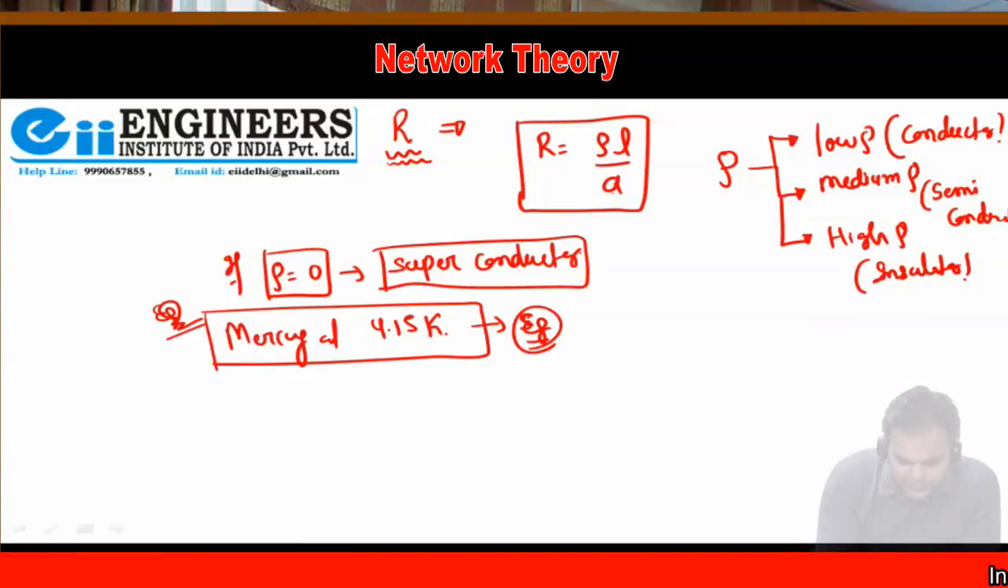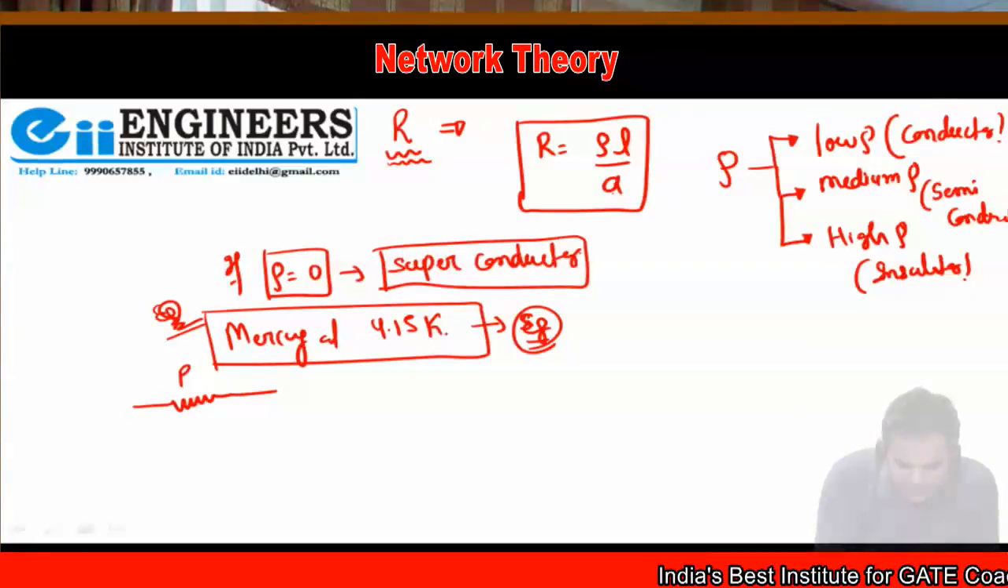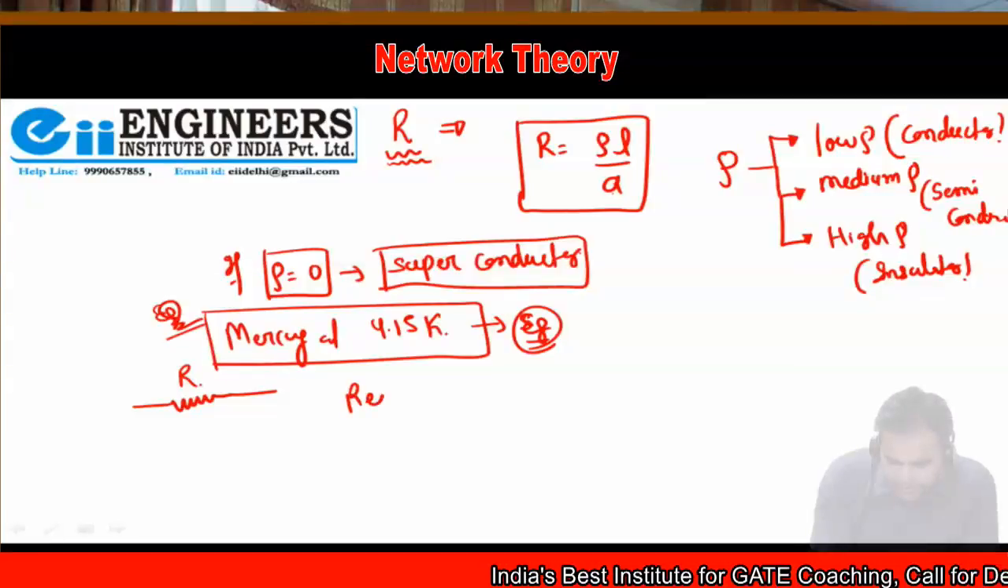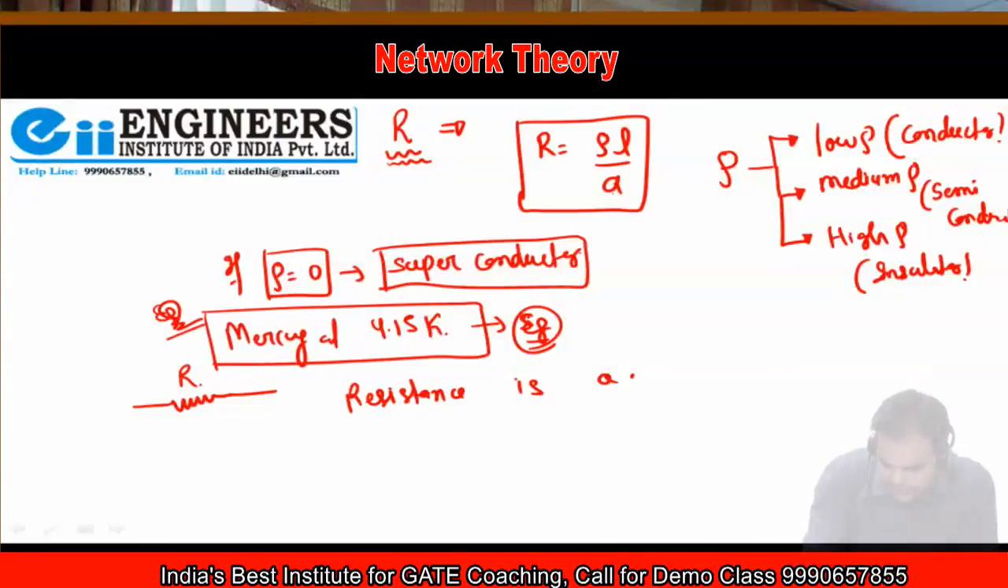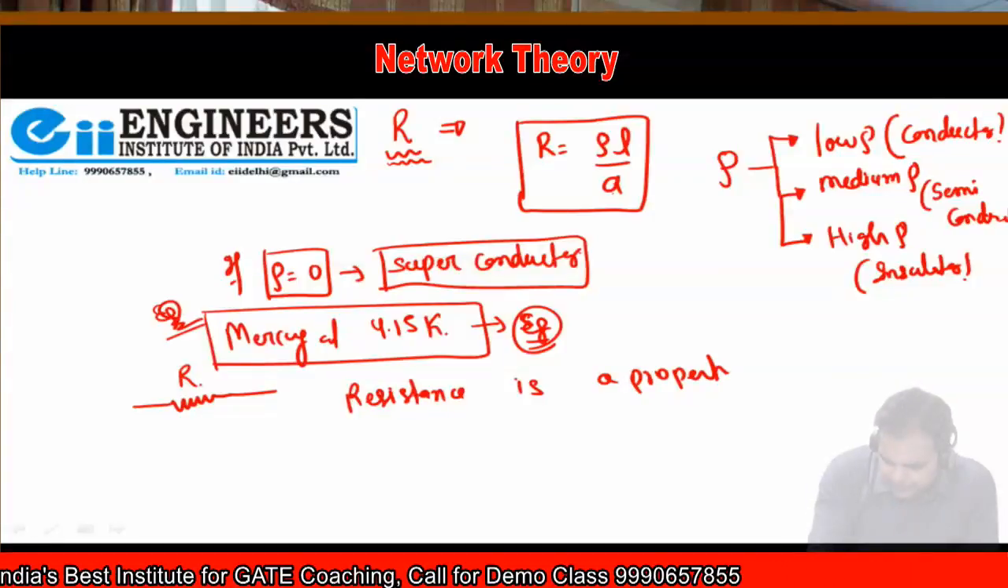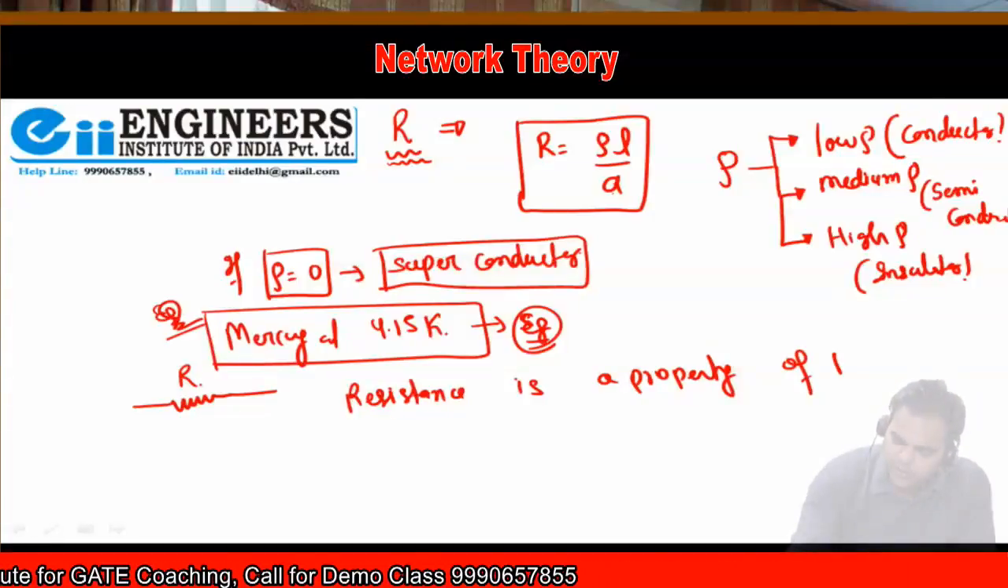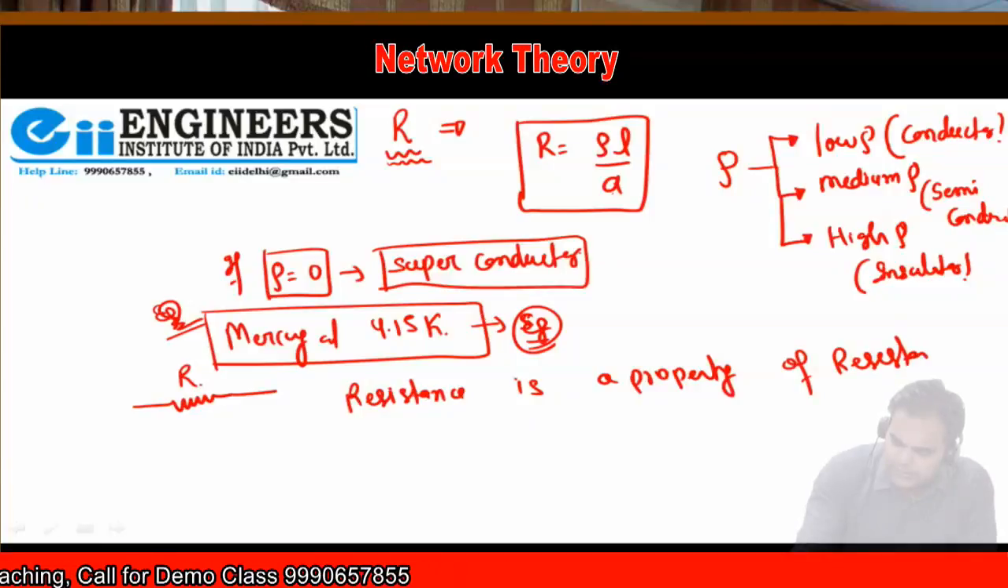Next we consider resistance. What is resistance? This is R. Resistance is a property of a resistor.